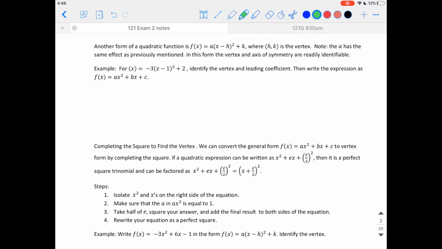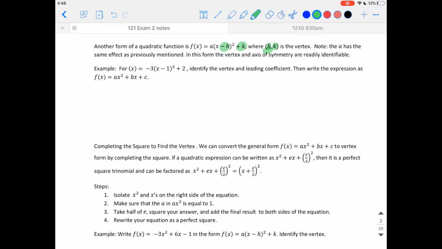All right, another form of the quadratic function is f of x is equal to a parentheses x minus h squared plus k, where h, k is the vertex. So this h, if you notice, is always going to be the opposite value of this one. So if this is a minus h, this is an h. If this were a plus h, then this one would be a minus h. Always the opposite. And this k is exactly this value as well.